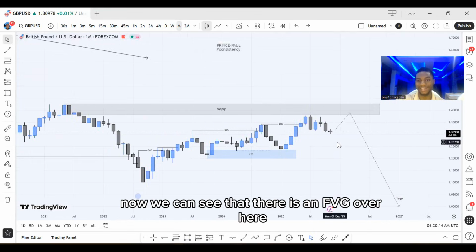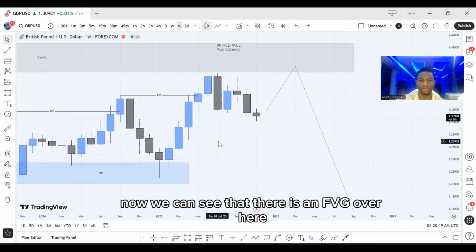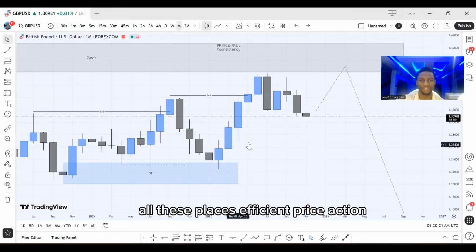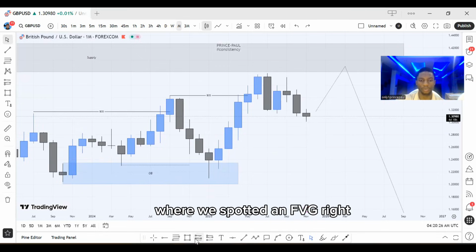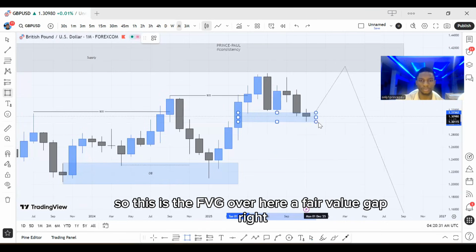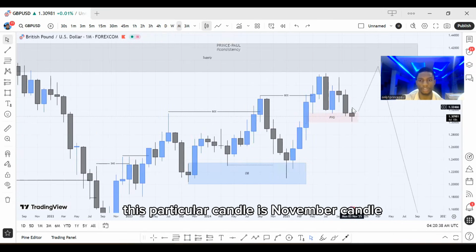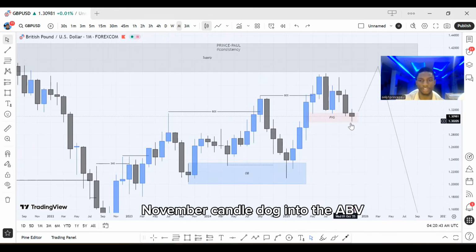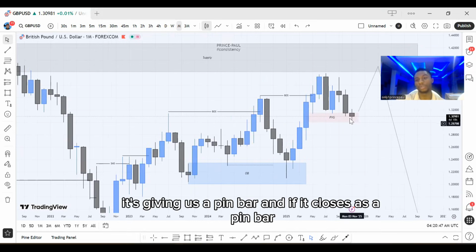Now we can see that there is an FVG over here. All these places are efficient price action. The only inefficient price action was over here, where we spotted an FVG, a fair value gap, right? And so this month's candle, this particular candle, is the November candle. November candle dug into the FVG, and we can see that retracement to the upside. You can see that buy pressure, right? It's giving us a pin bar, right?